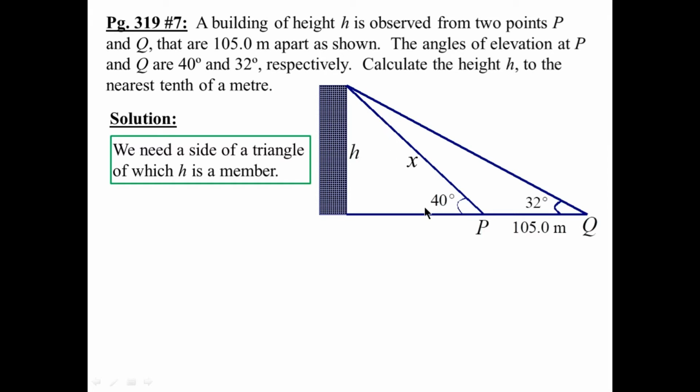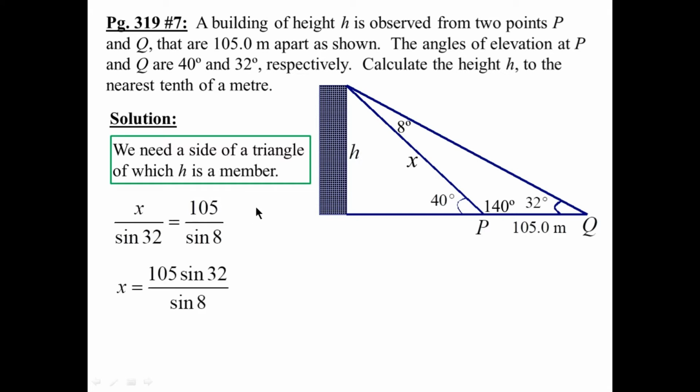Luckily, that's easy, because 40 and this angle right here have to add up to 180. That makes that 140. Now 100 plus 32 is 172, and that leaves 8 degrees to go up there. 8 degrees. Now I can say x over sine of an angle, so side over sine of the angle opposite it, equals a side 105 over the sine of the angle opposite that. This is a sine law application. Now to get x, it's simple algebra, multiply by sine 32. Take a calculator, and we have x is 399.8.